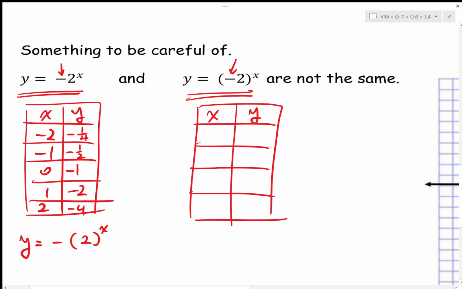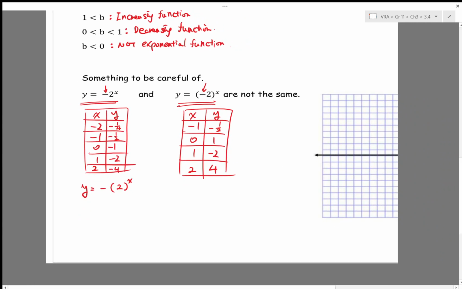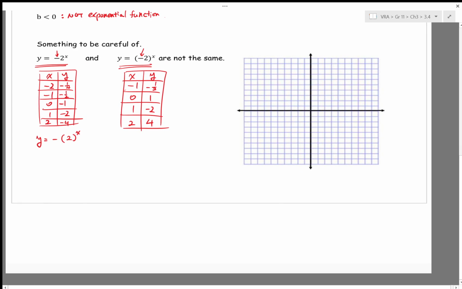So if I have, let's say, negative 1, 0, 1, and 2, I'll just go with negative 1 for now. It gives me negative 1 over 2, then 1, then negative 2, then 4. So the points go like that instead of going that way or that way. The behavior doesn't follow the exponential function, so they are not the same. Be really careful of it. If you'd like to draw these two and bring it to me to get it checked, I will do that as well.